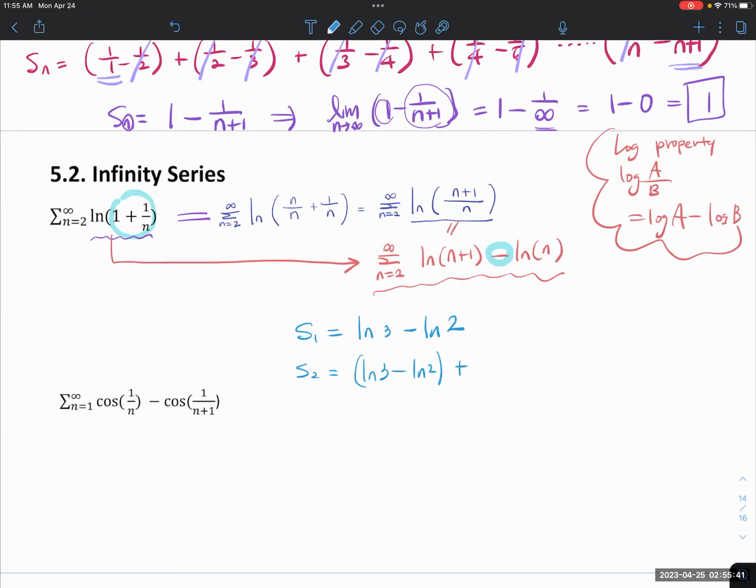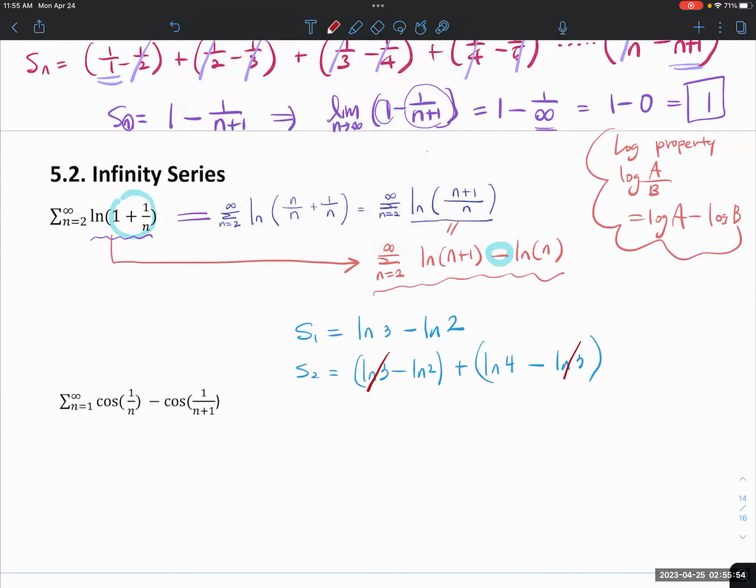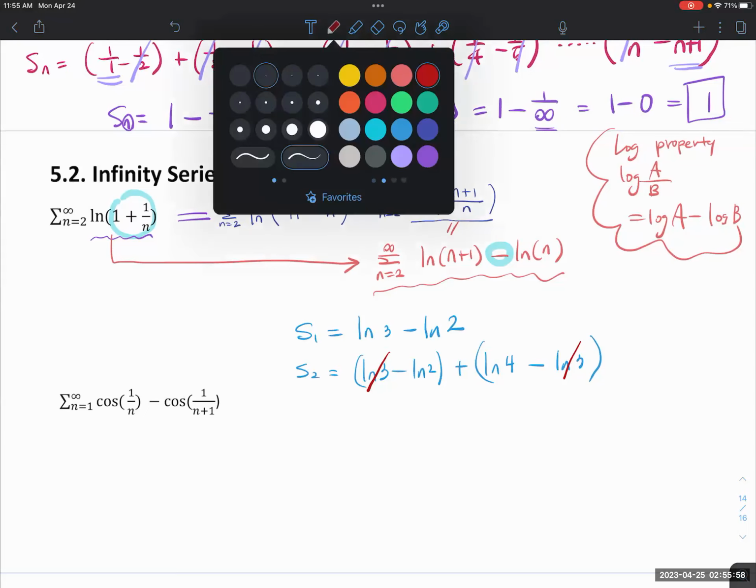And then adding the next one, you're plugging in 3. So ln 4 minus ln 3. So this time, what do you notice? The first and last cancel. Do you see that? And then the middle is remaining. So let's check one more time.